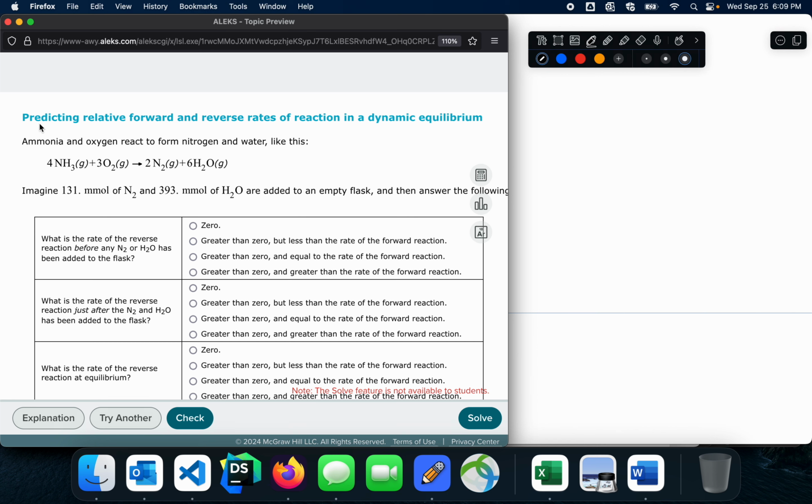So here's another topic which is due very soon, and I wanted to do one with you. All right, so predicting the relative forward and reverse rates of reaction in dynamic equilibrium.